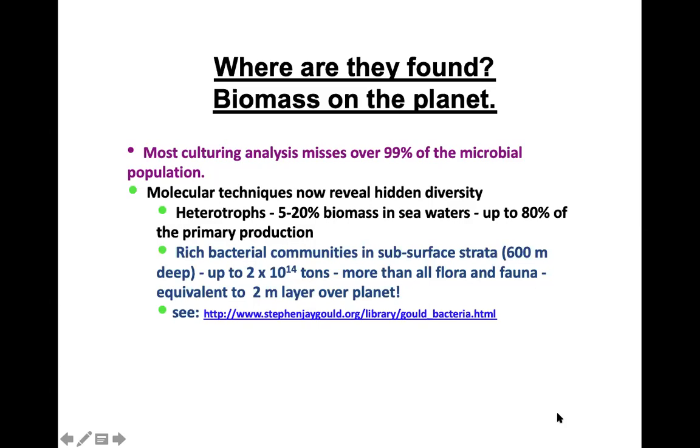Rich bacterial communities in subsurface strata, 600 meters deep, up to 2 × 10⁴ tons, more than all flora and fauna, equivalent to a 2 meter layer over the planet. So they remain on the upper surface of the sea or in the earth. But if you go deep, after 600 meters, then their presence is limited. You can browse the link, you can find more information.